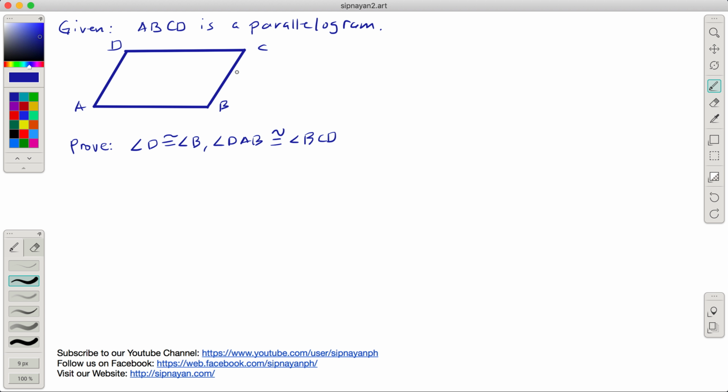So, bibigyan ko kayo ng konting outline ng proof. Ang gagawin natin is gagawa tayo ng diagonal dito para magkaroon tayo ng dalawang triangles. And we will prove that these two triangles are congruent para ma-prove natin na congruent ito, because they are corresponding parts of congruent triangles. So, sana familiar kayo sa mga sinasabi ko. Kung hindi, dapat ay panoorin nyo yung from the first part itong series na ito.